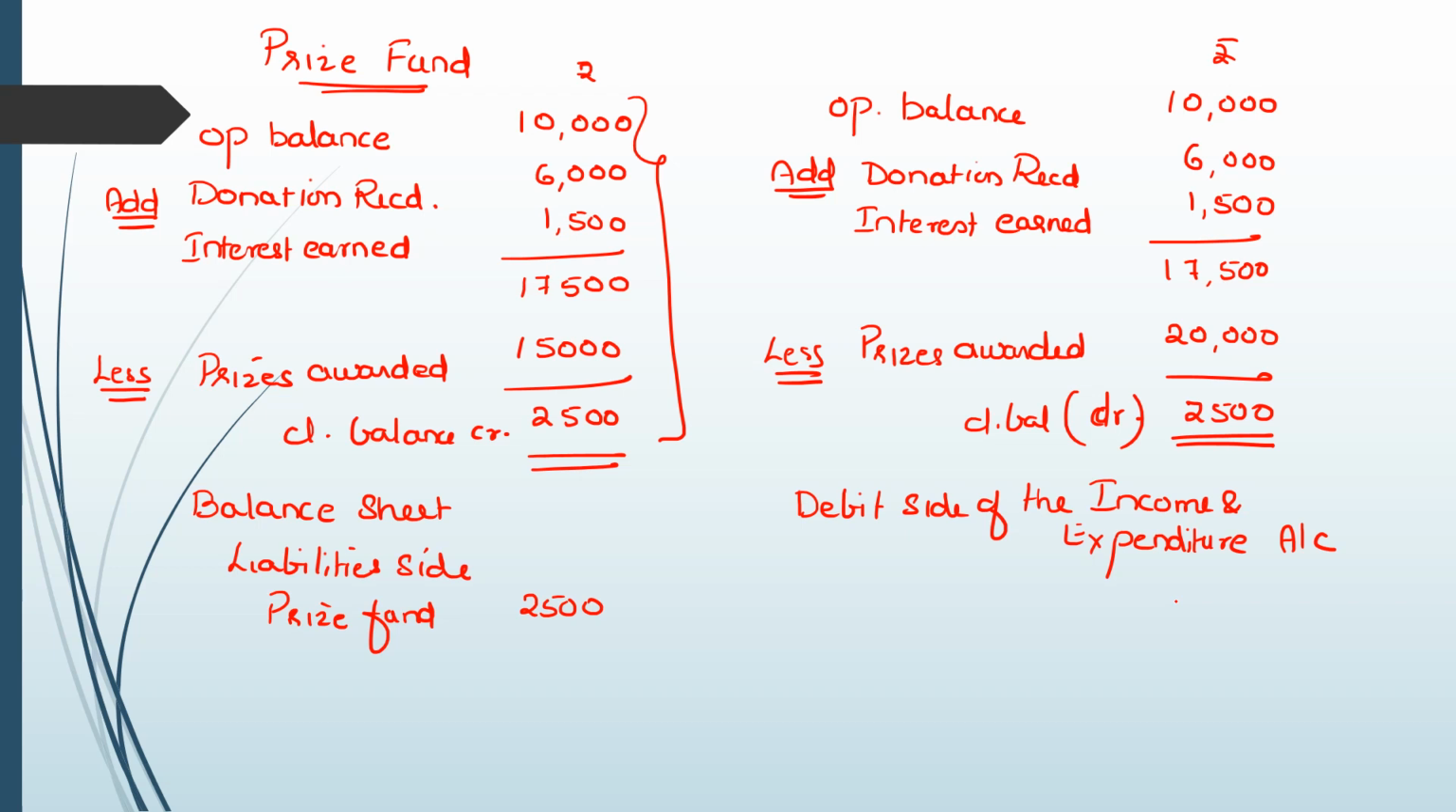So now moving further, we will take the case of the building fund. Here in case of building fund, the amount has been set aside for the purpose of construction of a building and therefore an asset is being created. So the asset created here is the building. Here the treatment would be different.